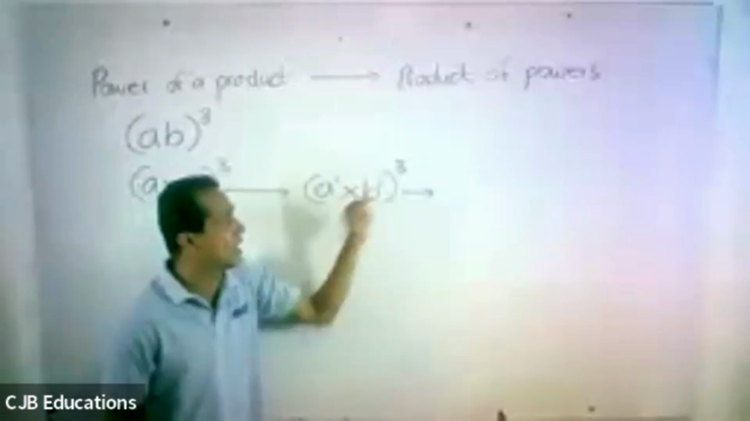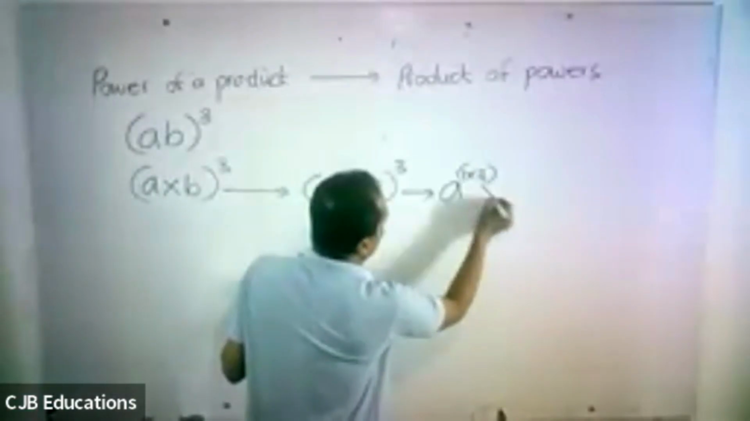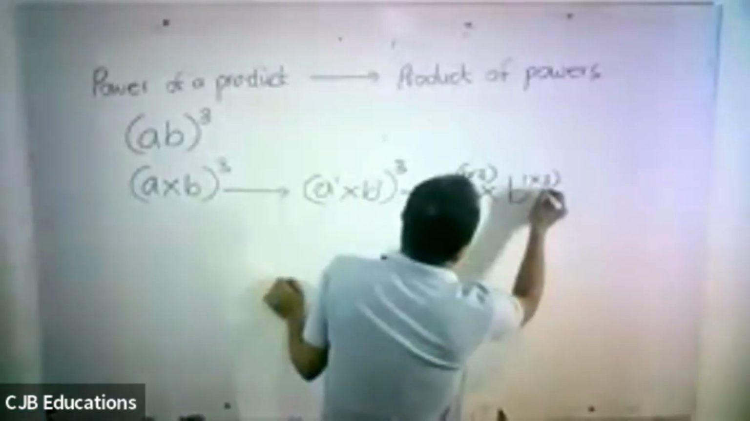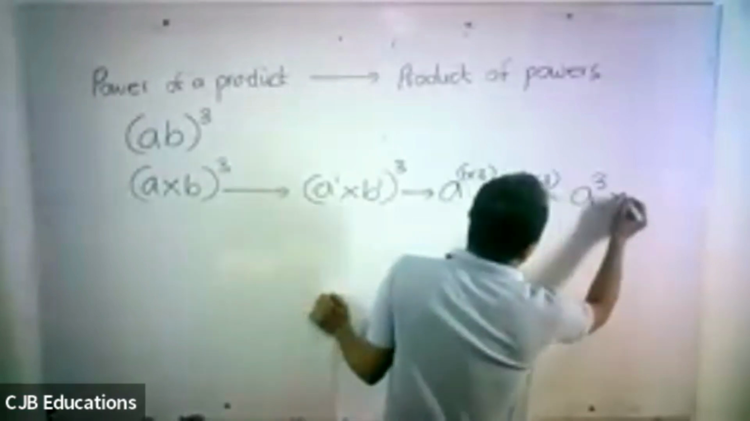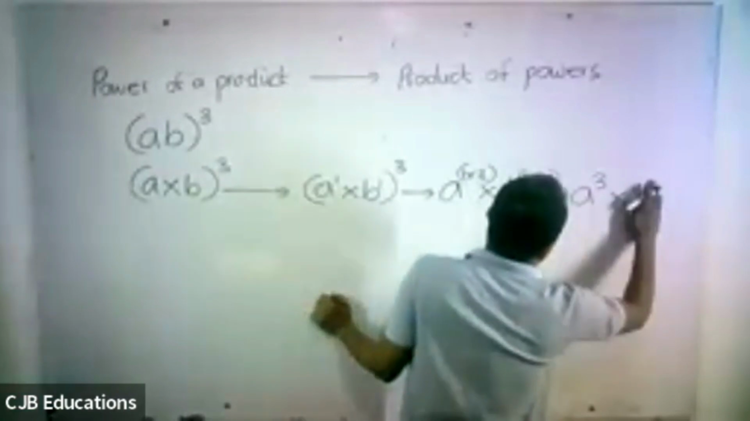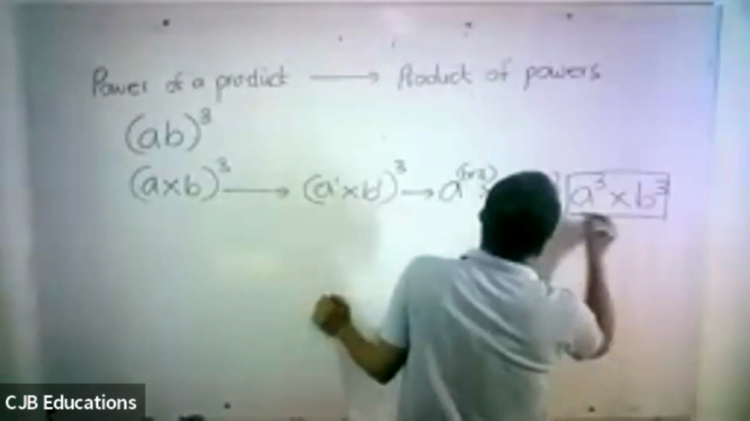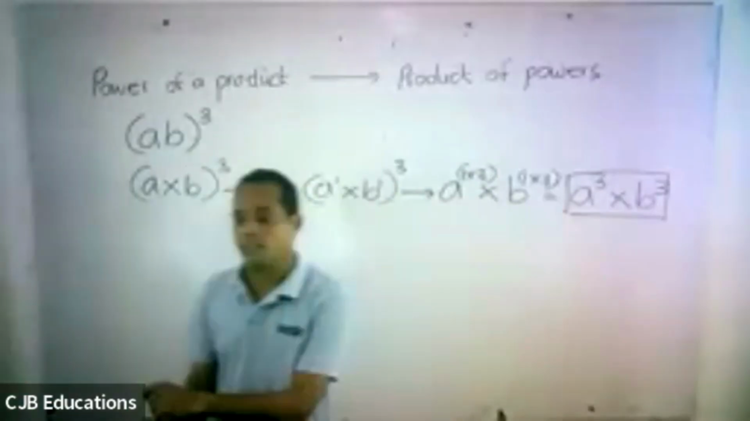Then 1 times 3: a to the power 1 times 3, multiplied by b to the power 1 times 3. Then it becomes a to the power 3, b to the power 3. So this is the product of powers. You can see here the product of powers.